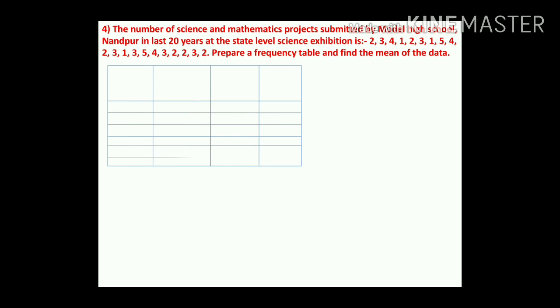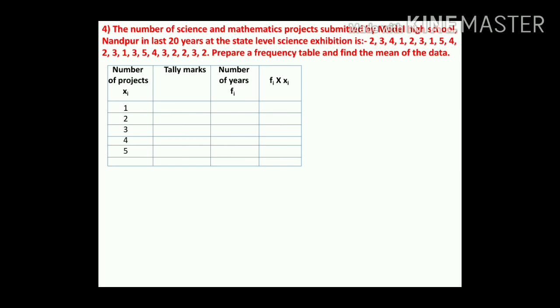Now, children, in the first column we write number of projects xi, then tally marks, then number of years, that is the frequency, and the fourth column fi into xi. Here, what is the smallest number given in the question? 1. And what is the biggest one? 5. So 1 to 5 we write in the number of projects.